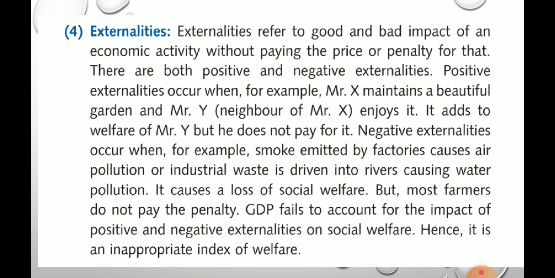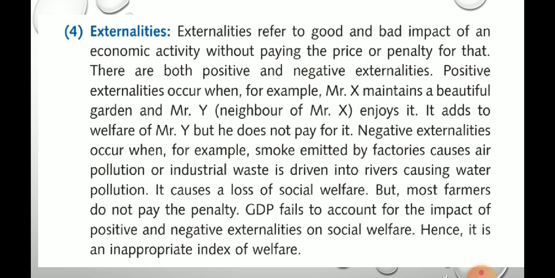Okay, now the next topic is externalities. What do you mean by externalities? Externalities refers to the good and bad impact of economic activity without paying the price or penalty for that.